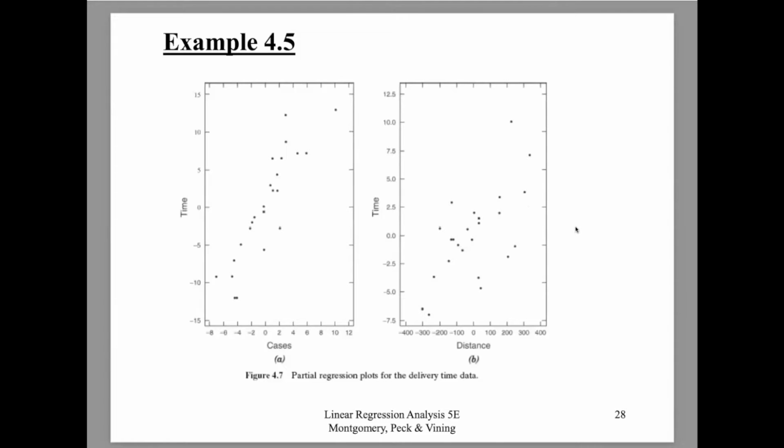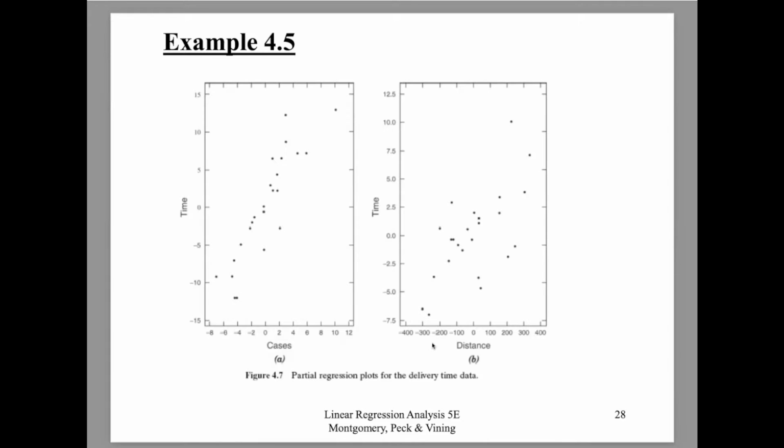And so here are a couple of partial residual plots for example 4.5. And we're going to see how to construct these in SAS. But we can see here that there is a relationship in this partial residual plot. In the first one, this is the partial residual plot for x1 in this data set, which is the number of cases. And we see here a fairly strong linear relationship. And so this would tell us that the variable x1, the number of cases, is indeed accounting for variability in the response variable, delivery time, above and beyond that which is already accounted for by the distance that the delivery person has to walk. And similarly, in the second panel here, we see a linear trend with an increasing trend.